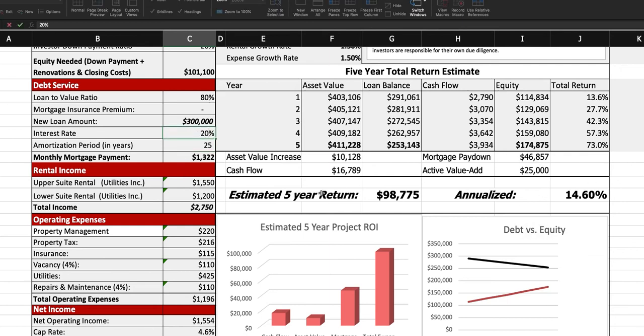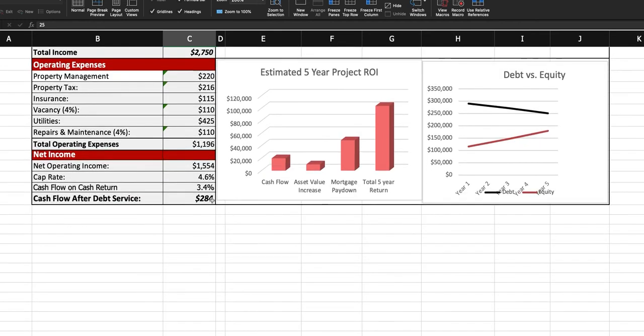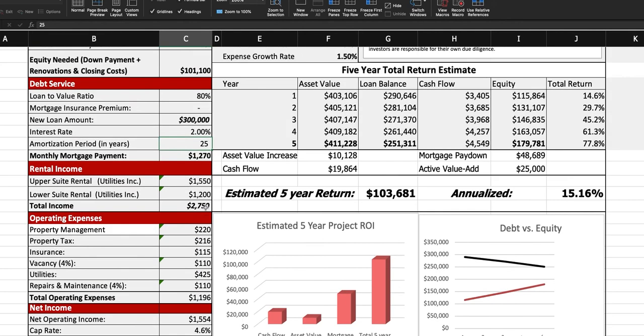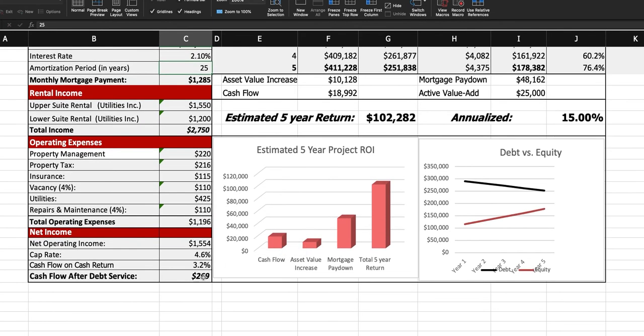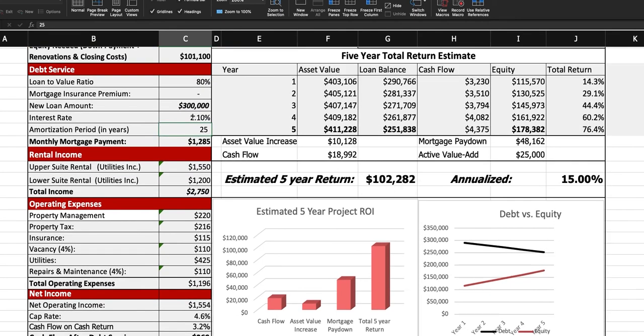If we come down to 2% here, what does that do? Well, you can see you pay off a little bit more mortgage, and our cash flow creeps up just a little bit. So these small changes in interest rate, like if we go up by 0.1%, don't make a huge difference. You're talking just a few dollars a month in cash flow and just a very minor increase in your rate of return.